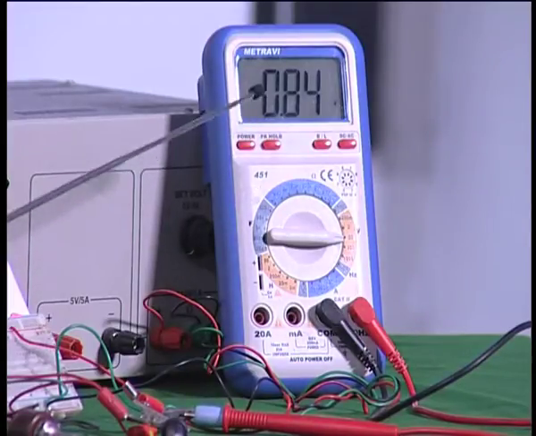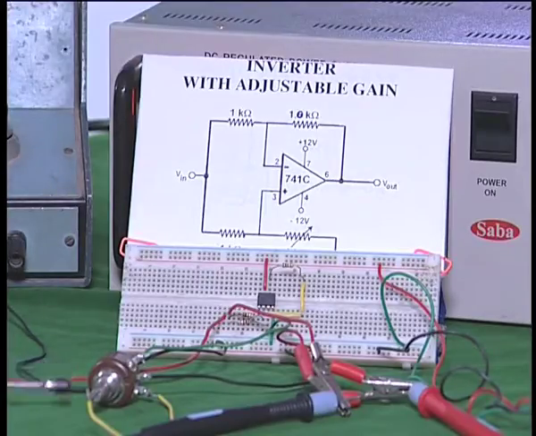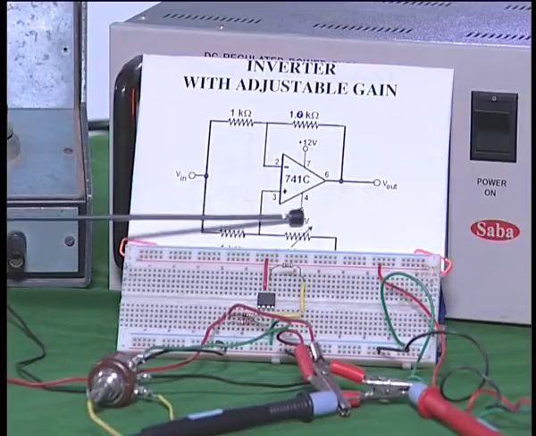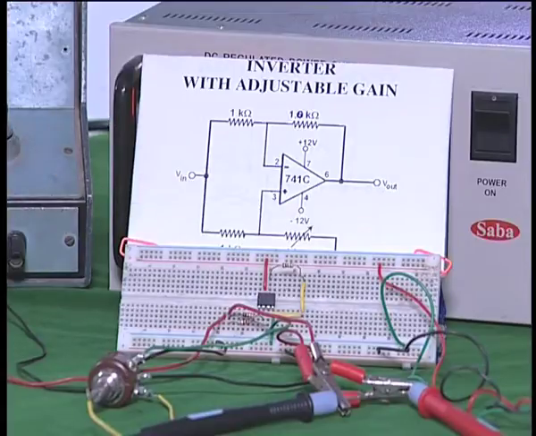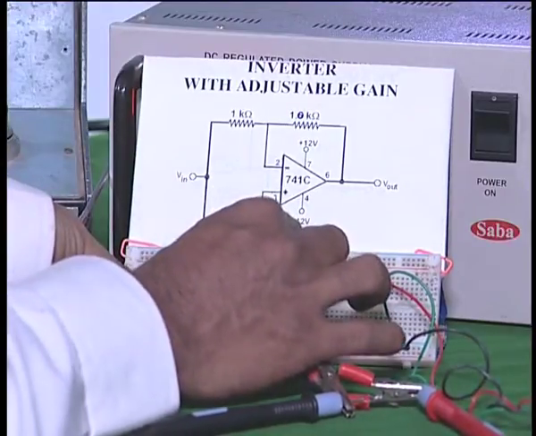The gain is minus 1 in this configuration when the potentiometer is maintained at 0 position, corresponding to this connection going to the other end. Therefore, the non-inverting input is connected to ground when this is 0. Now, when I increase the resistance, see what happens. I would like you to observe the multimeter after I connect it to the output terminal.